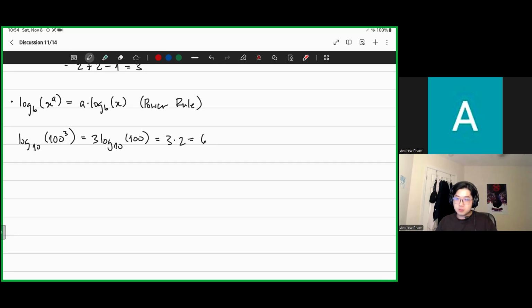So the power rule is, again, very useful. That's why we're talking about it, in simplifying these large argument values, right? Because 100 to the third power is really big. It's very big.